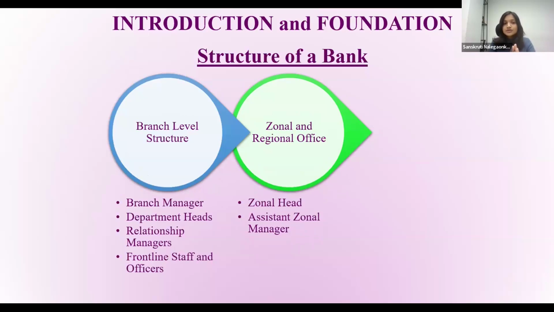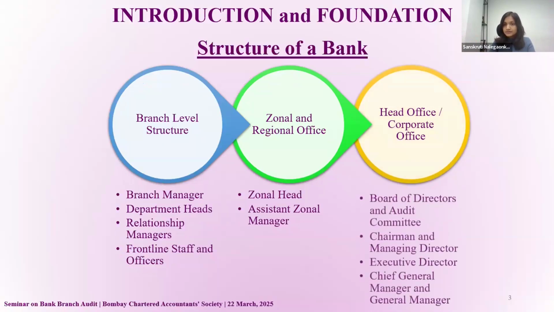A branch reports to a regional office led by a regional manager, which supervises multiple branches and ensures they follow policies. When the network expands further, a zonal manager monitors multiple regions before escalating matters to the head office. And at the highest level, we have the head office, also known as the corporate office.